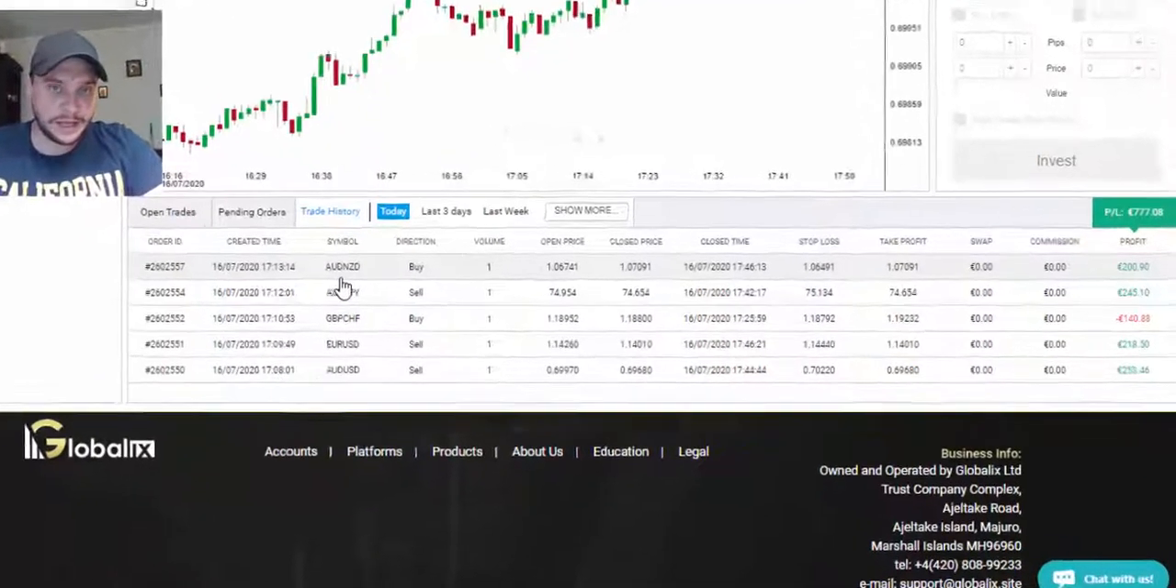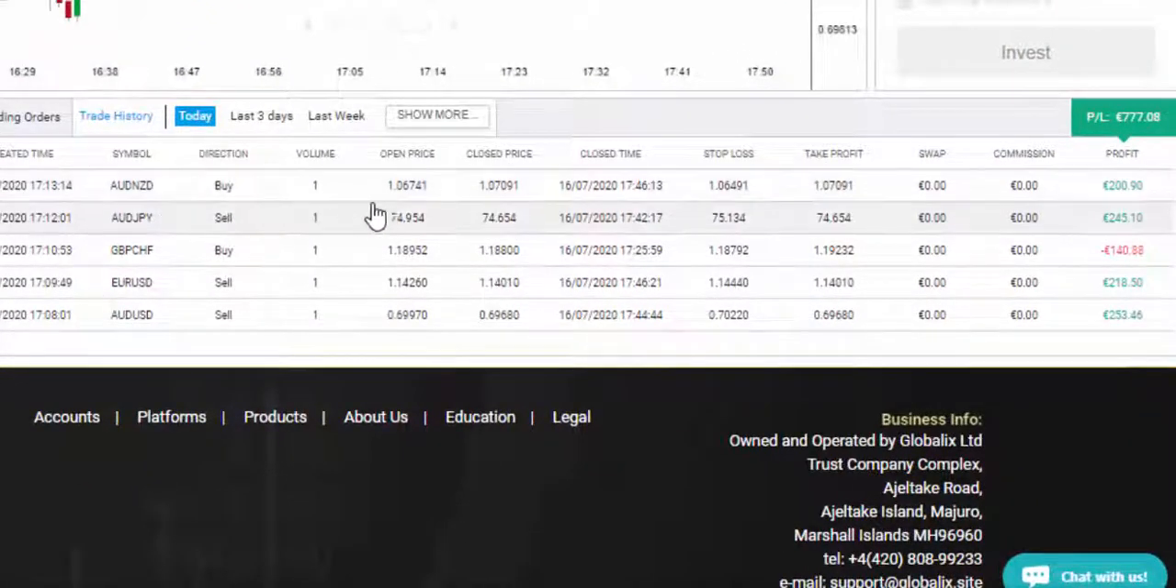We have euro, AUD, Australian dollar, New Zealand dollar, which was a buy, and we have 200.90 euro profit. We have Australian dollar, Japanese yen, which was a sell, and we have 245.10 euro profit. This GBP Swiss franc was a losing trade. We have 140.89 euro profit. Euro US dollar, which is my preferred pair, was a sell, and we have 280.50 euro profit. And Australian dollar, US dollar, was a sell, and we have 253.46 euro profit.